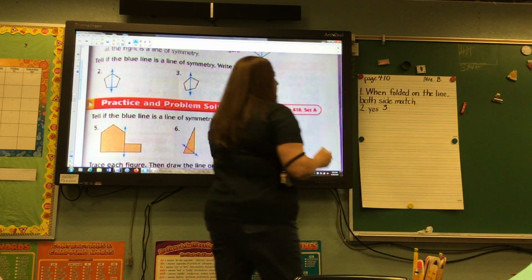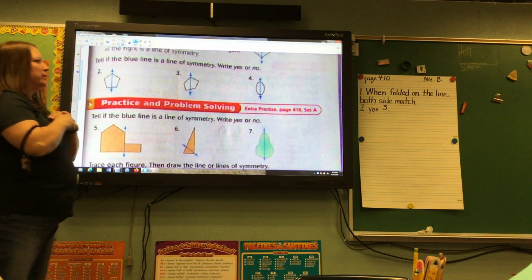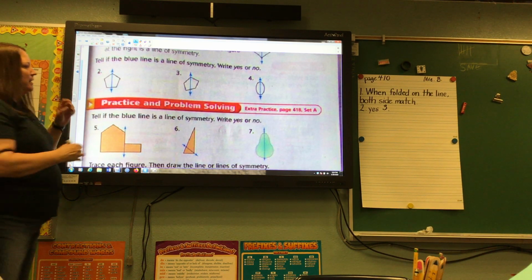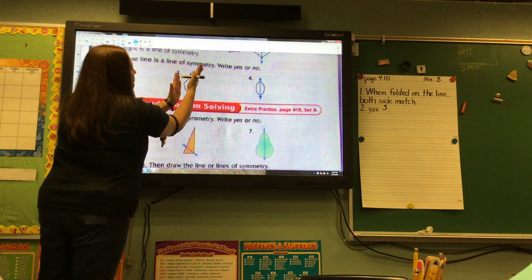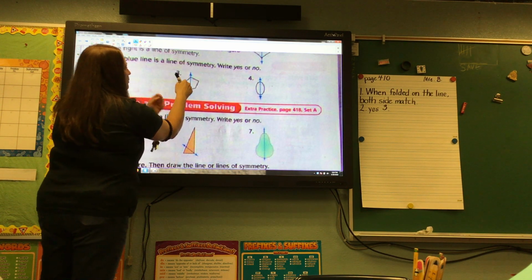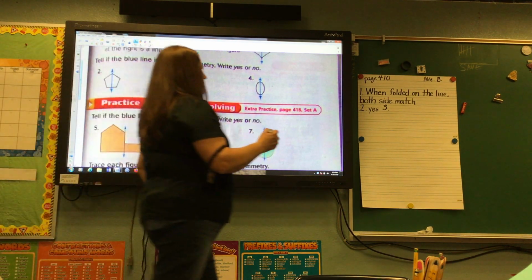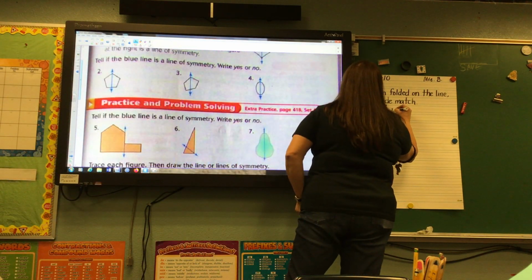Okay, I'm going to go on to number 3. And take a look at number 3. I noticed that not all the lines have the same kind of angles. If I was to fold that, it looks like this side probably wouldn't match that other side. So does number 3 have a line of symmetry? No, it does not. Number 3 was no.